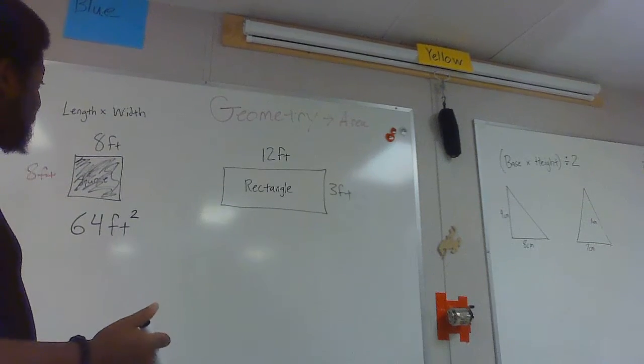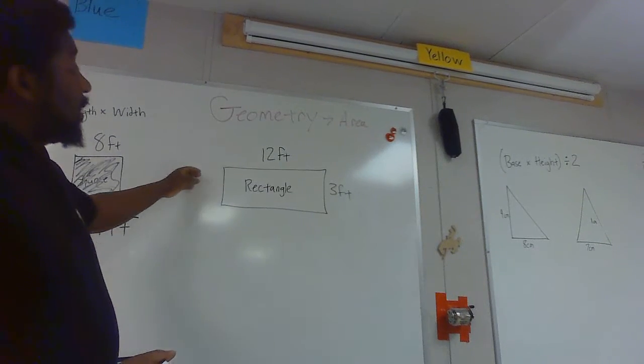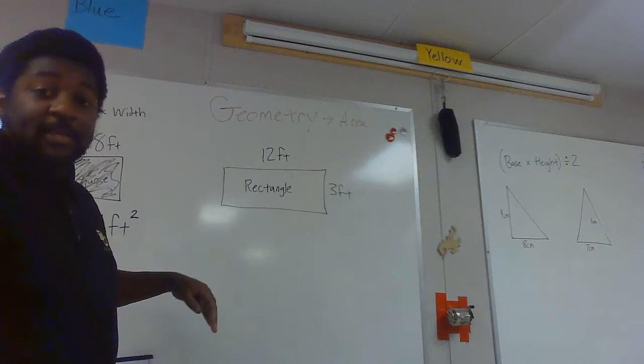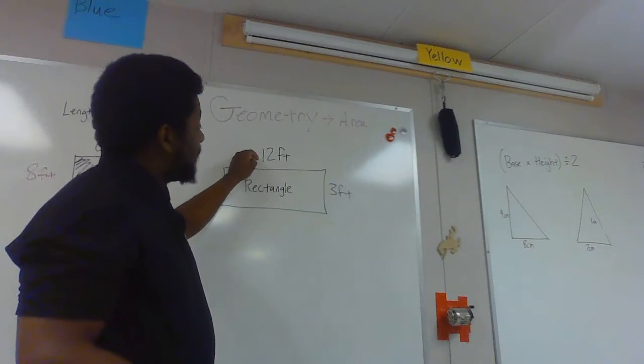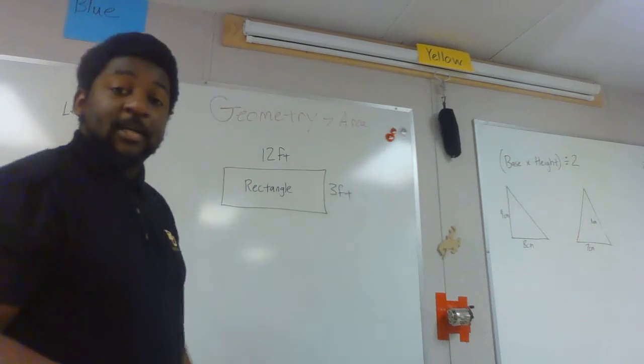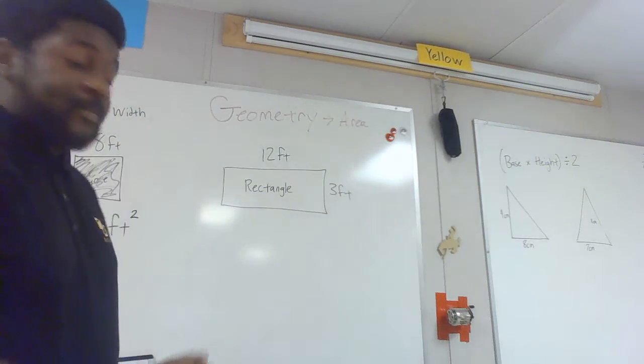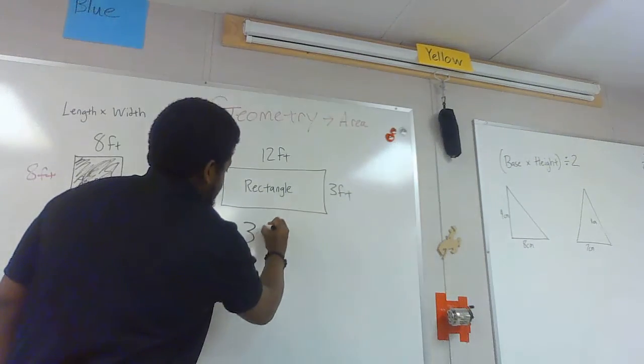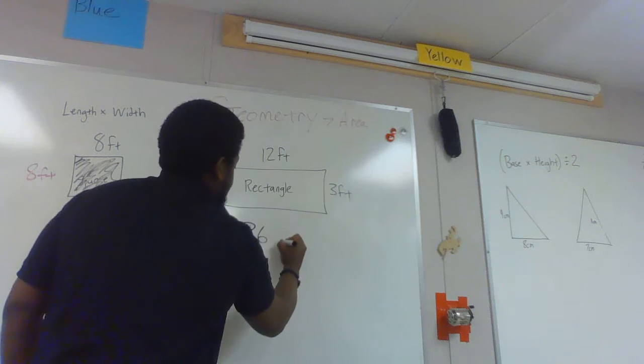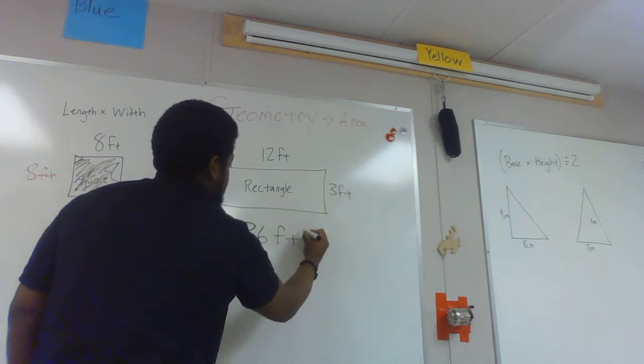Rectangle uses the exact same formula. Length times width. My length is 12. My width is 3. 12 times 3 is 36. The unit is feet squared.